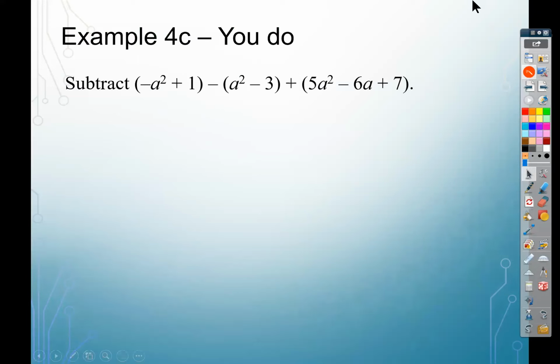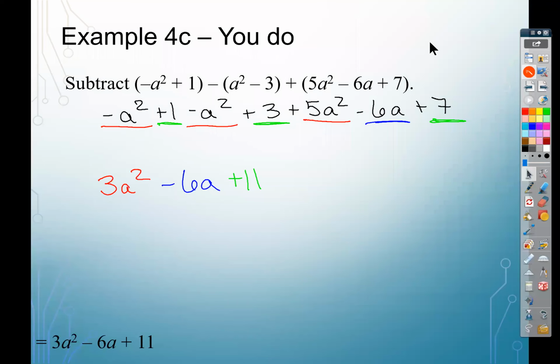So go ahead and do this one. I'm going to pause first, and that should be your answer. So you can kind of see what I combined together.